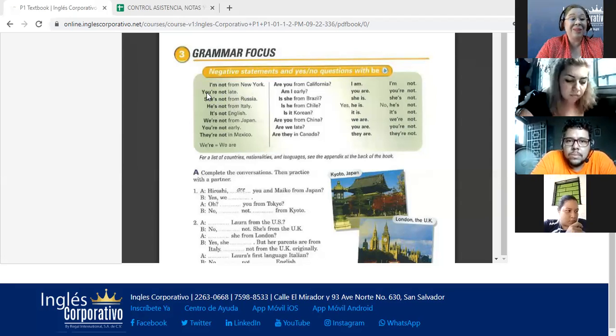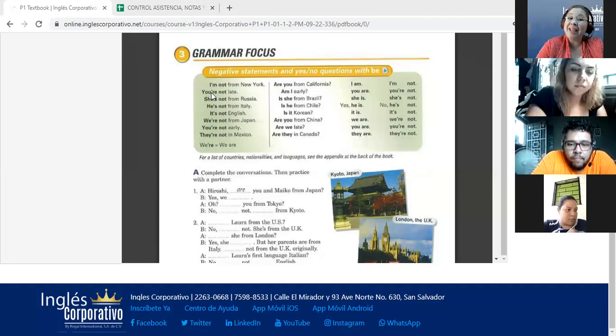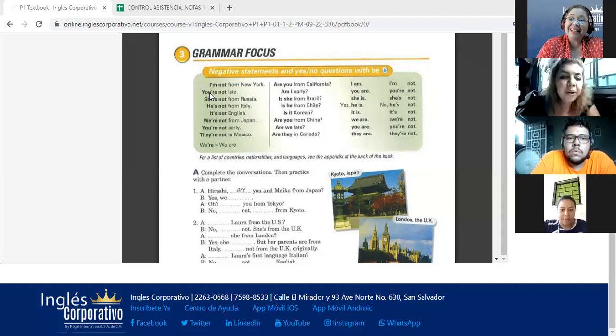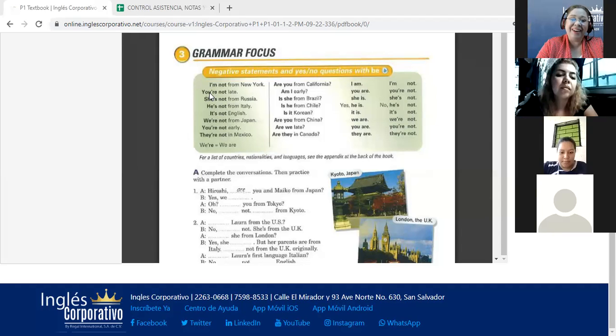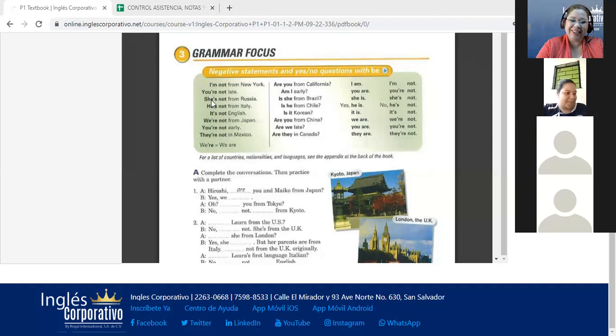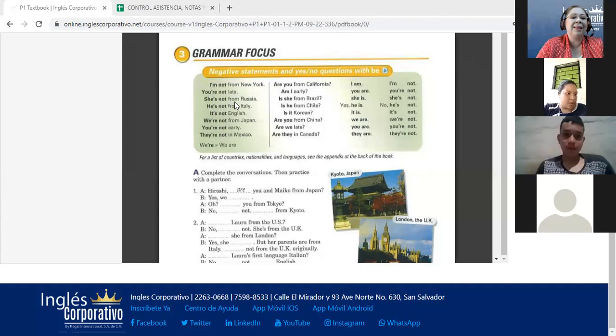Tenemos otro, ¿se acuerdan? Un adjetivo. You're hungry. You're not hungry. All right. You're not hungry. Are you hungry? Are you hungry? Yes. No, I'm not. Yes. All right. Yes, I'm not. Oh, hungry. Yes. All right. Now here it says she's not, and then a complement, right? From Russia. From Russia. Veamos que un negative statement es una oración, it's a sentence, right?